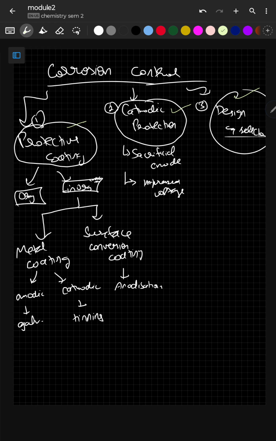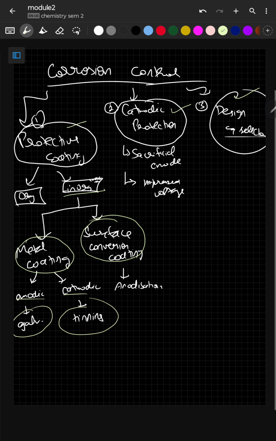Under protective coating, this is further divided into organic and inorganic. Under inorganic, it's further divided into metal coating and surface conversion coating. Under metal coating, it's further divided into anodic, which is galvanization, and cathodic, which is tinning. Under surface conversion coating, it is anodization.